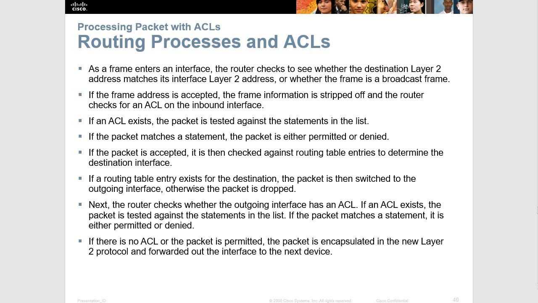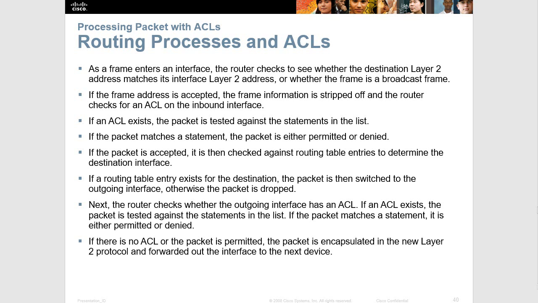Of course, if it's permitted, it's permitted. If it's denied, it's dropped. If it's accepted, it's checked against the routing table, and the router determines a destination interface. We know that if there is no entry in the routing table for a packet, then it will be dropped.